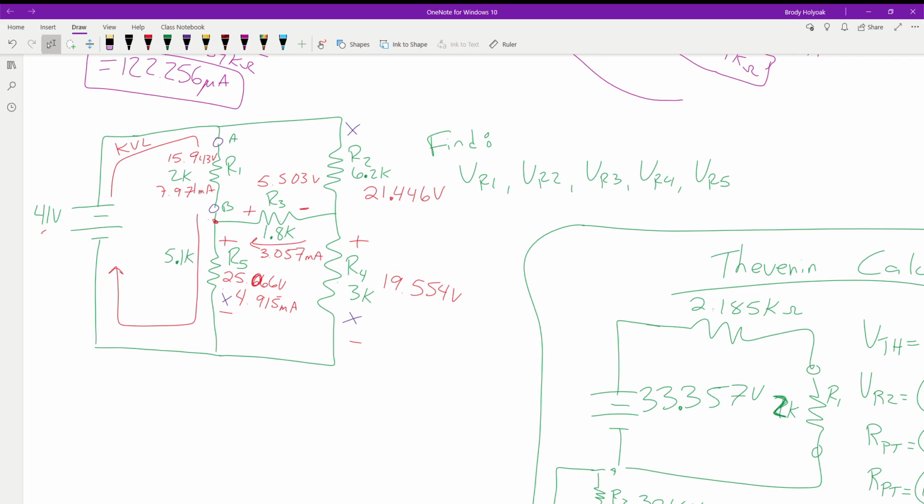All right, so we've got 41 volts. We've got 2K, 6.2K, 1.8K, 3K, and 5.1K. And then the voltage we did get across R3 was 5503, 21,446, 19,554, and 25,066.